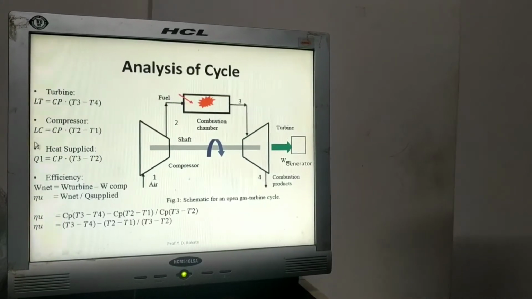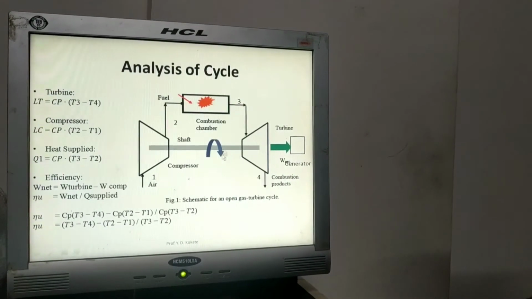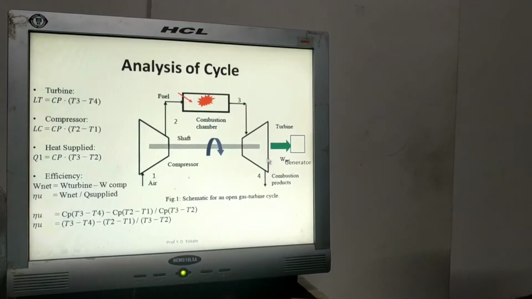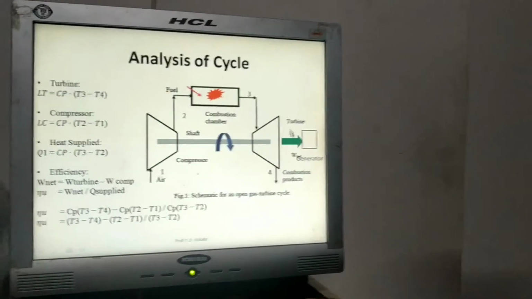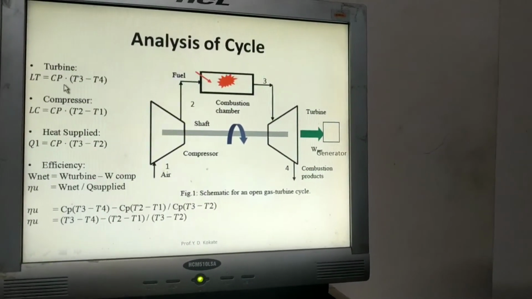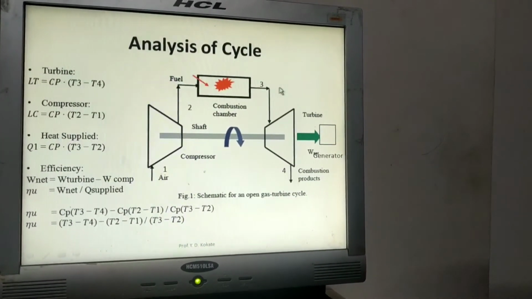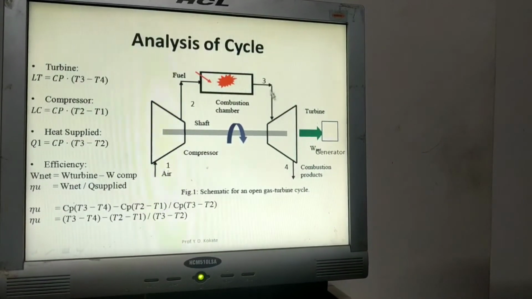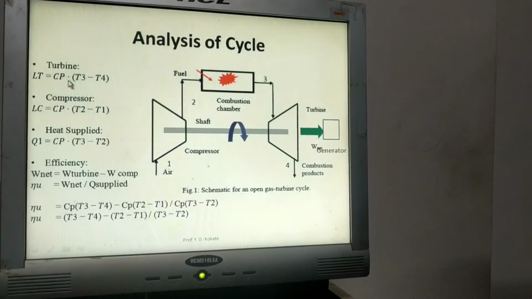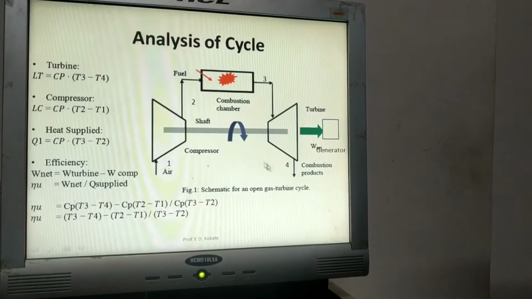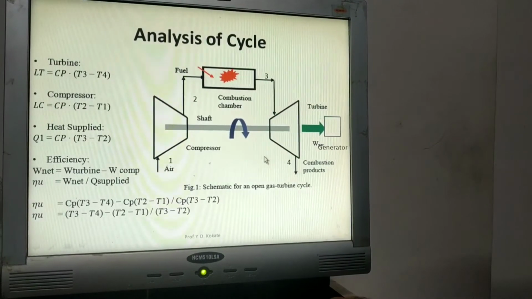So in the analysis, first we calculate the turbine work done. Once we send the flue gases inside the turbine, they expand inside the turbine and we get the work done, that is Cp into T3 minus T4. T3 is a higher temperature, T4 is a lower temperature. So T3 minus T4 into Cp, where Cp is the specific heat, gives the turbine work done. So this is the total work done provided by the turbine.